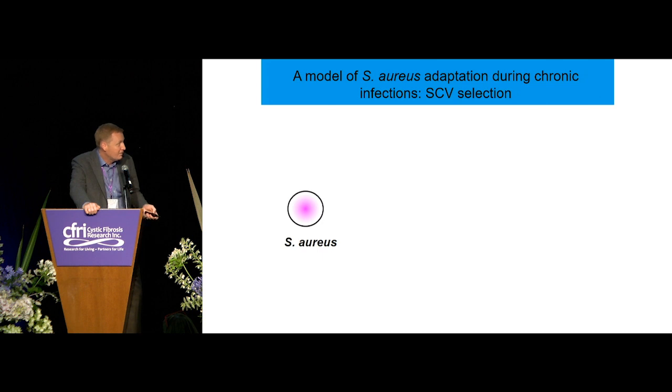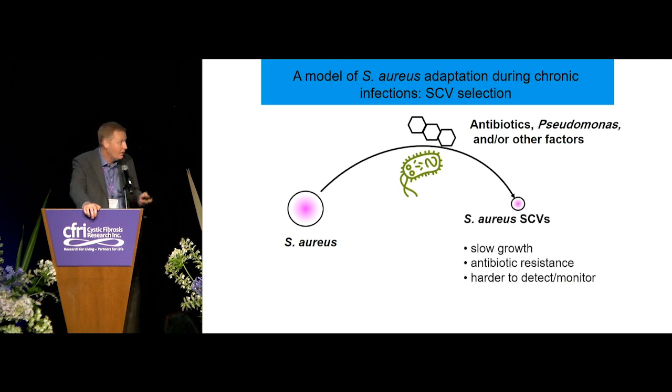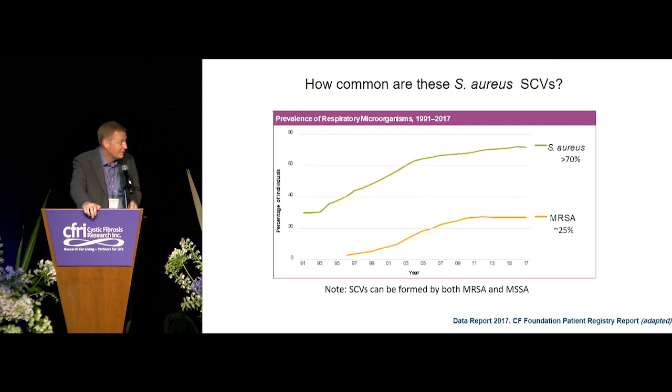So a very simple model for this would look something like this. One has Staph aureus, and they acquire it in their lung, and then it's exposed over a period of time to a number of conditions. Some of those may be antibiotics, such as the sulfonamides I mentioned, or perhaps co-infections, other bacteria, and other conditions that exist within the CF airway, and then that can select for these small colony variant forms. That again is important because they grow more slowly, they don't respond to antibiotics very well, and they can be difficult to identify under our usual clinical practices.